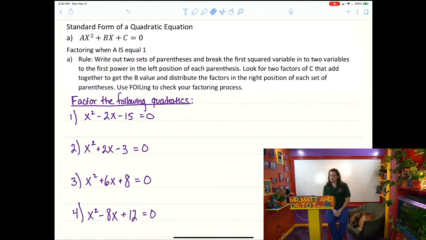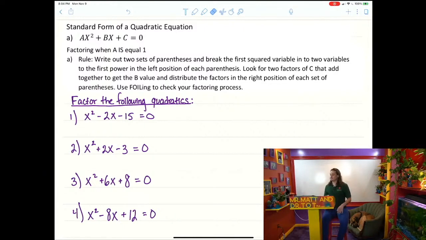So just make sure that you're able to identify the a value. If the a value is 1, then the factoring strategy is pretty straightforward. We're looking for two factors of the c value, the constant value, that add together, as positives or negatives in any combination, to get the b value. Two factors of c that add together to get b.